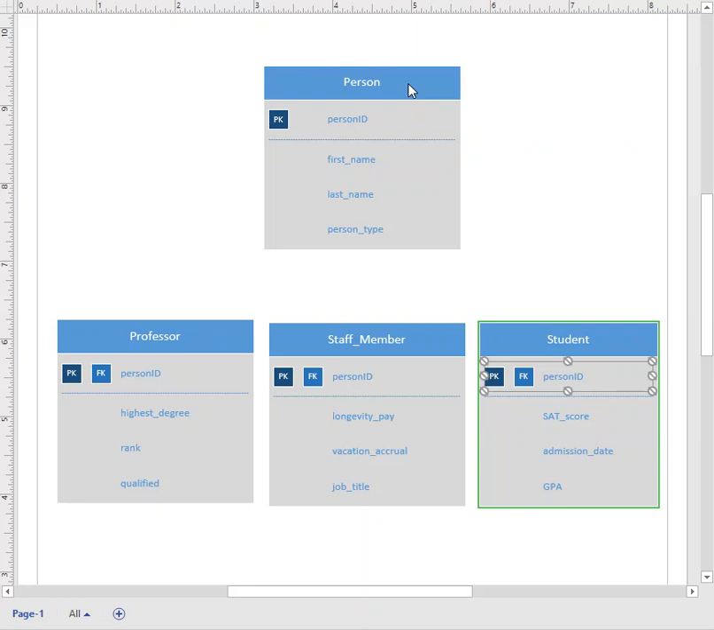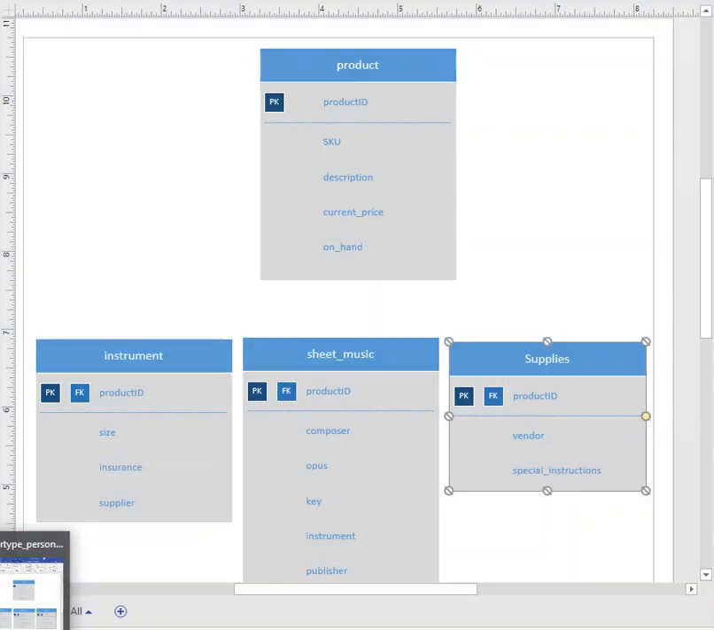And then when you have specific information to a type of person, then you create these different types of people in their own table and link them back through that shared person ID. So that's one we're going to look at. Now I'm going to look at our product table, kind of a mock-up of our product table from our music store.